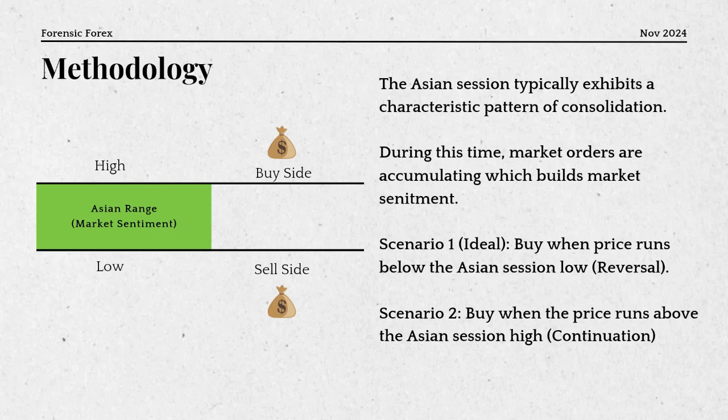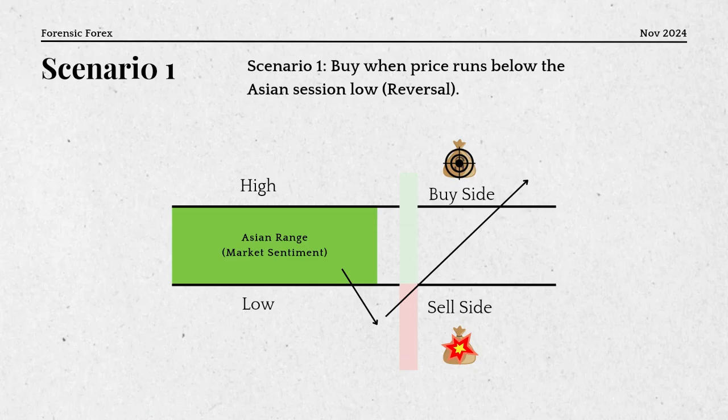Let's take a look at scenario one. Like we said, scenario one is buying when price runs below the Asian session low. We're looking for a reversal. That's simply what we're looking for. I want price to draw traders into shorts while I play counter trade to that. So I want to be buying while they're going short. They're going to sell the shorts to me. I'll buy it at a cheaper price, right? And that's why it's ideal for this scenario.